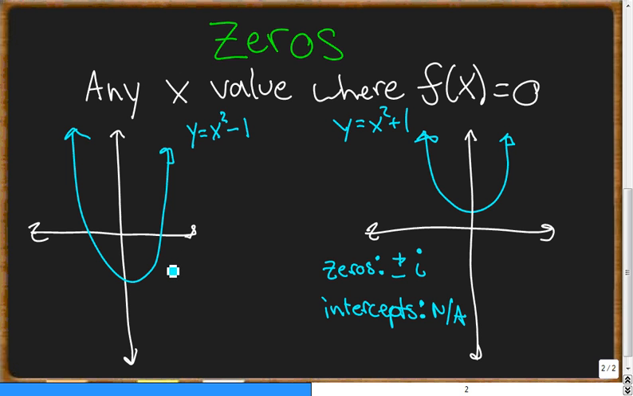Now over here, we end up with zeros as plus and minus 1, and our intercepts are also the same. But you can see that intercepts, or zeros, are only intercepts if they are real numbers. So that's another thing to keep in mind.